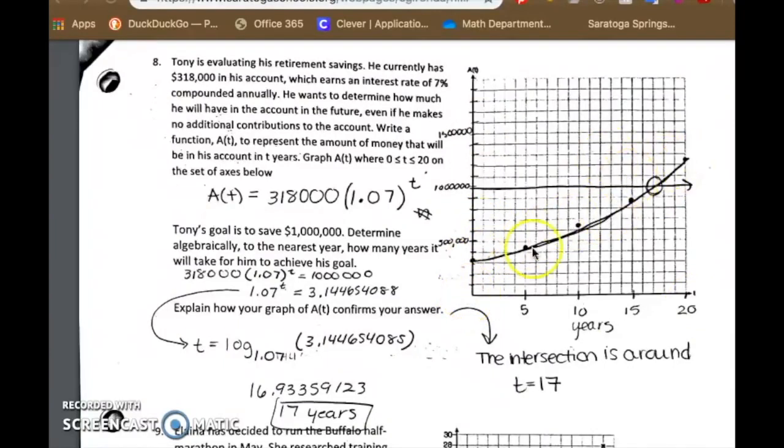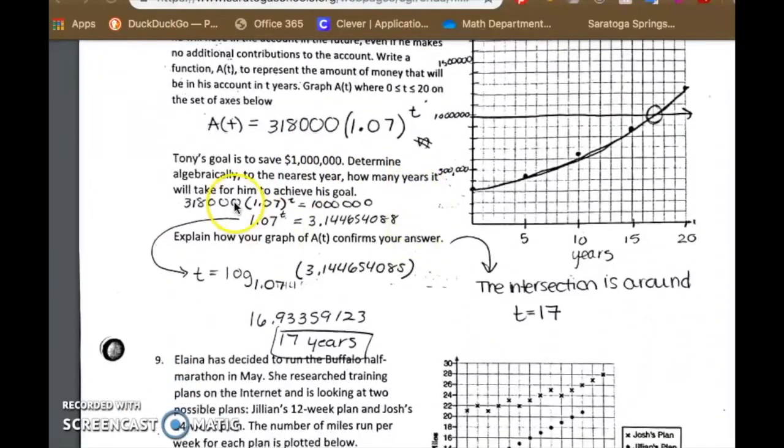So graphing those, his goal is to save $1 million. Determine algebraically how many years it will take for him to achieve this. So I am setting that equal to 1 million. I'm dividing both sides by 318,000. I am converting to a log, and that would be algebraically. Now explain how your graph confirms this. Well, right around 17, we have that intersection. So that is important for how my graph determines this.